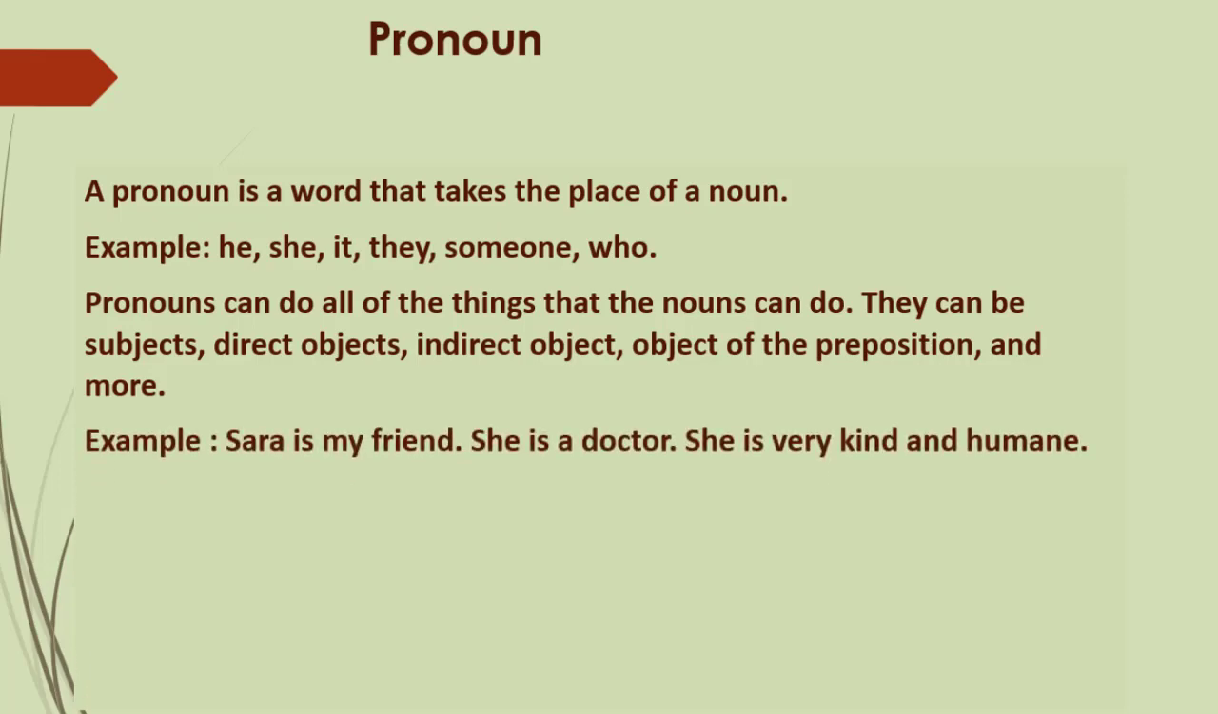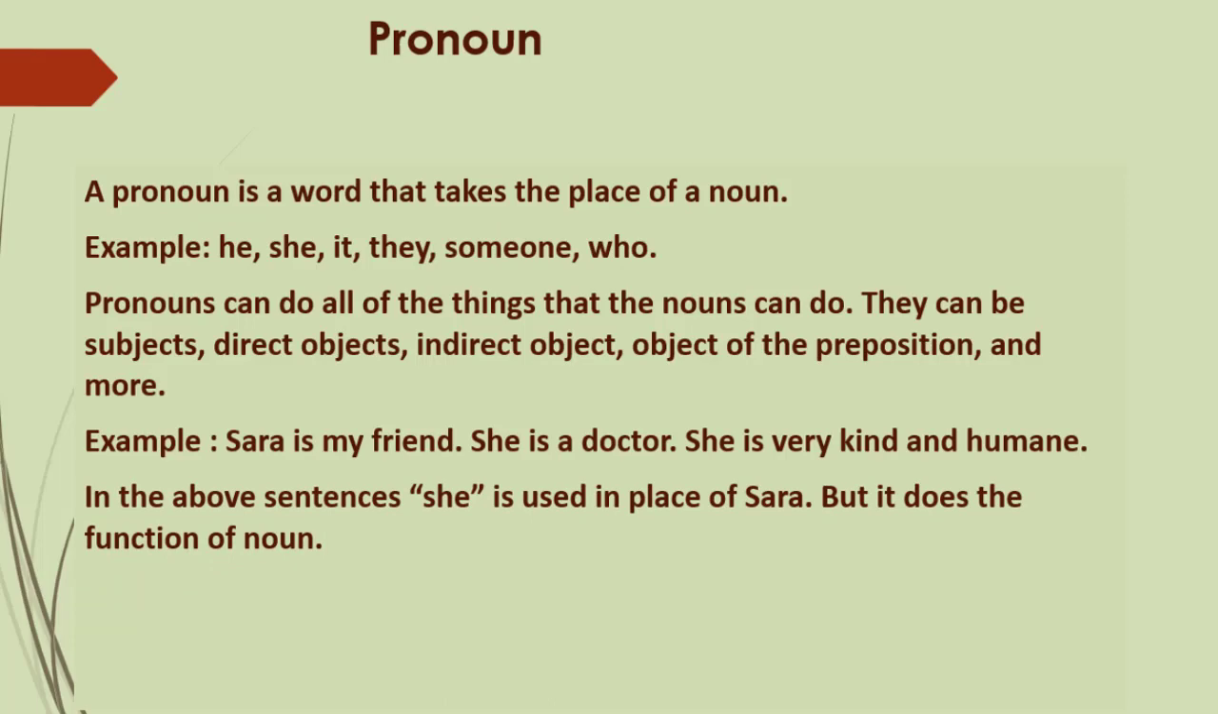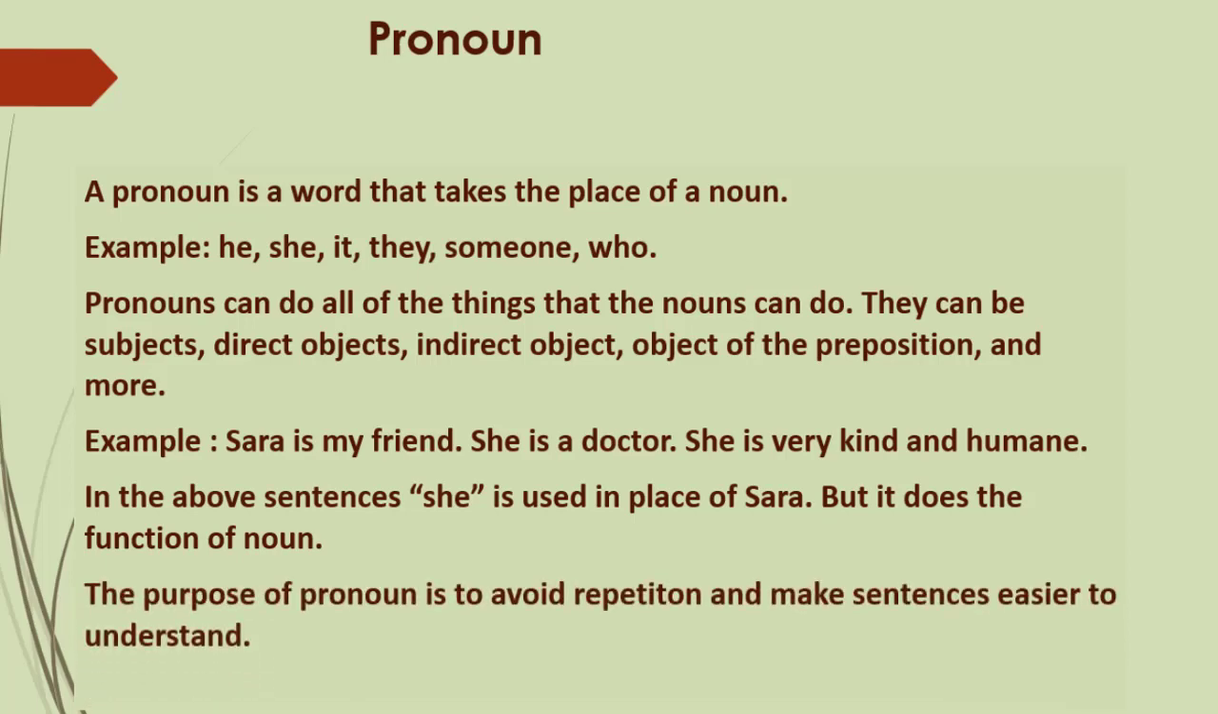For example, Sarah is my friend. She is a doctor. She is very kind and humane. Here Sarah is a noun and she in the following sentences is the pronoun used as a substitute for Sarah. In the above sentences, she is used in place of Sarah, but it does the function of a noun. The purpose of a pronoun is to avoid repetition and make sentences easier to understand.